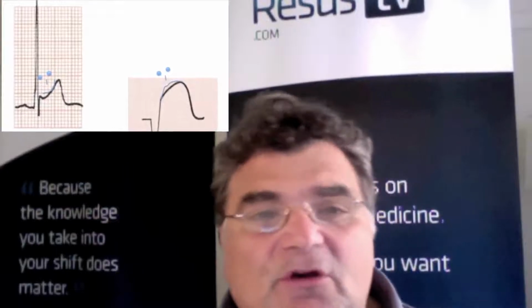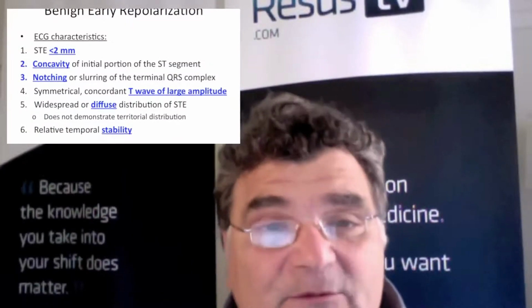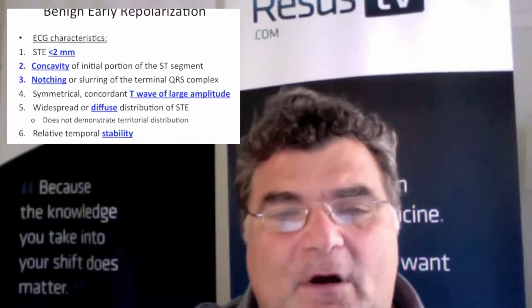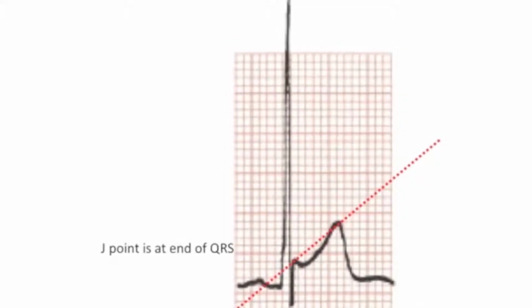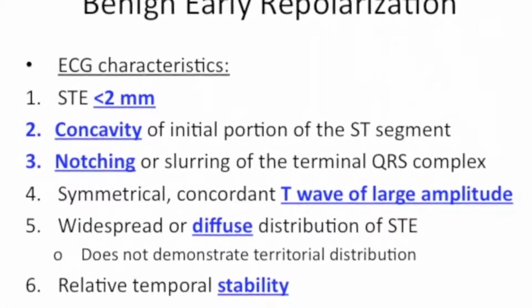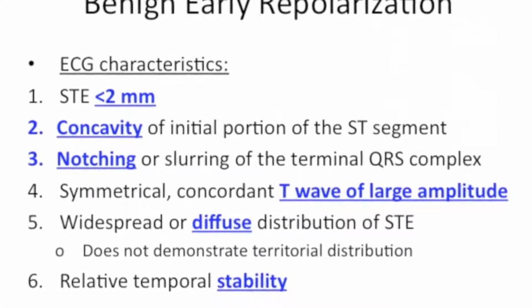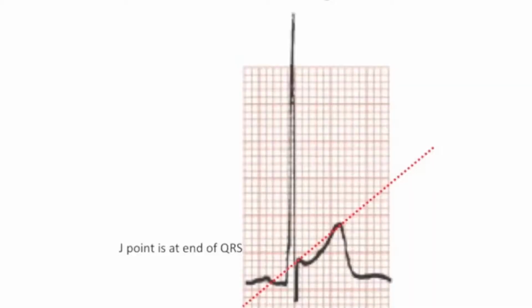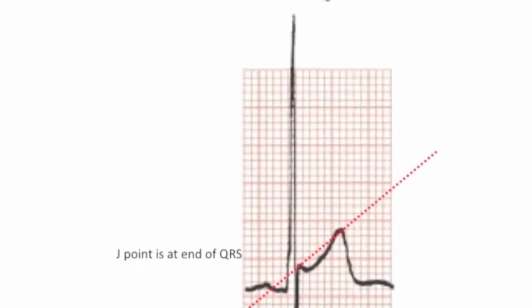So if we look at early repolarization characteristics, ST elevation must be less than 2 millimeters. There must be a concavity, which we showed, and there's this notching of the waveform that we can see here. Sometimes we can call this an Osborn wave. And Osborn waves occur in one other situation, which is hypothermia. There's a notching there, and that's more clearly defined in terms of early repolarization.